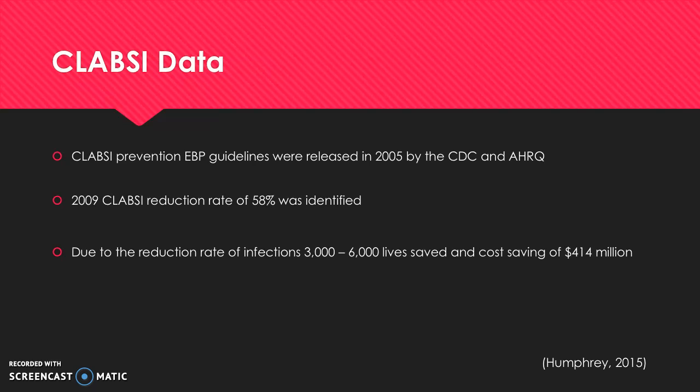CLABSI prevention evidence-based guidelines were released in 2005 by the CDC and AHRQ. Measures include hand hygiene, maximal sterile barrier precautions, appropriate insertion site selection, and prompt removal of unnecessary catheters. By 2009, a CLABSI reduction rate of 58% was identified. Due to the reduction rate of infections, 3,000 to 6,000 lives were saved and a cost saving of $414 million.